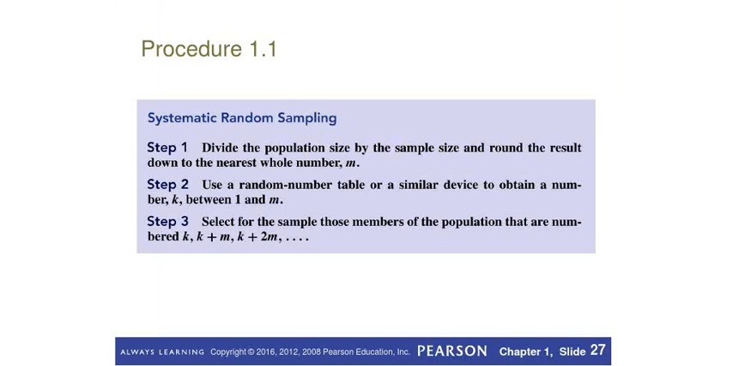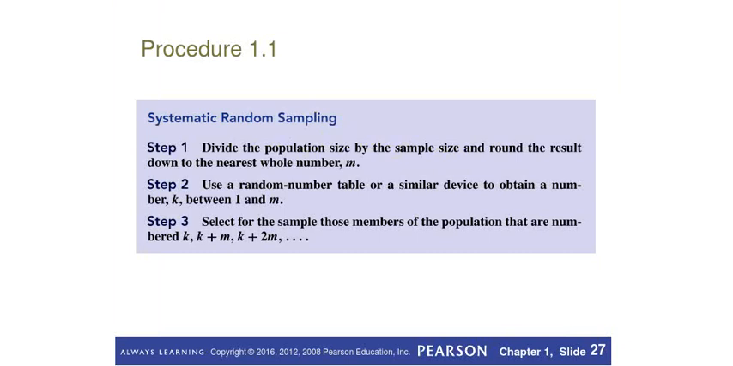Well, one type is called systematic random sampling. And in systematic random sampling, we divide the population size by the sample size that we want, round the result down to the nearest whole number m. Then we're going to use a random number table or similar device as we did in section 1.2 and obtain a number k somewhere between 1 and m, and then select these samples. This seems like a complicated procedure, but essentially it works like this.